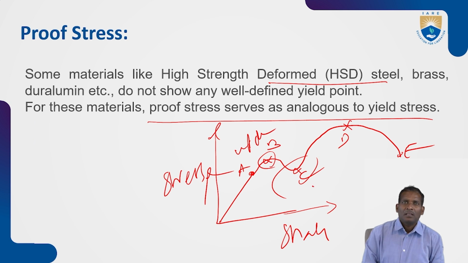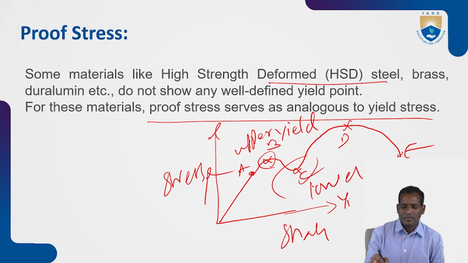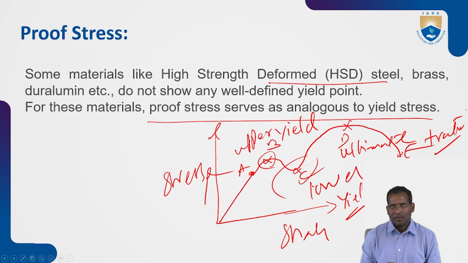Before deformation, it shows some yielding. Upper yield. This is lower yield. Ultimate stress. Ultimate and fracture point.